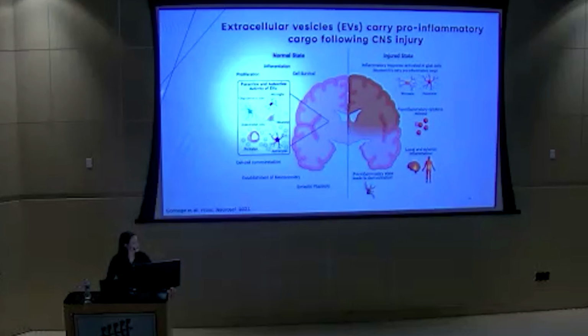In the injured state, they still take part in cell-to-cell communication, but what's been found is that if they're in the inflammatory environment, they can then carry this cargo to other parts of the body, which can have an effect on the inflammatory response as well as the clinical outcomes.